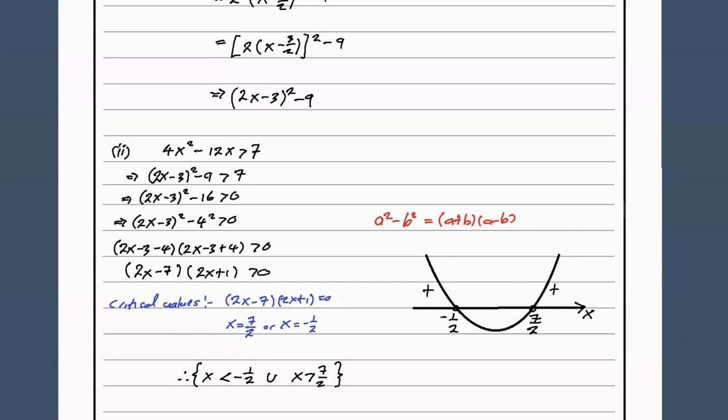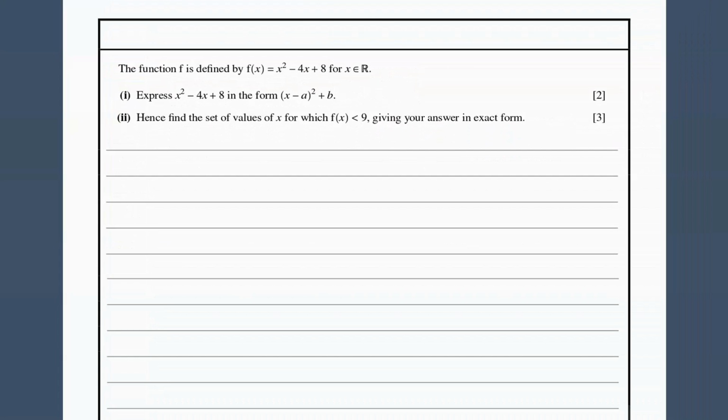Let's have one more example. And here is the question.